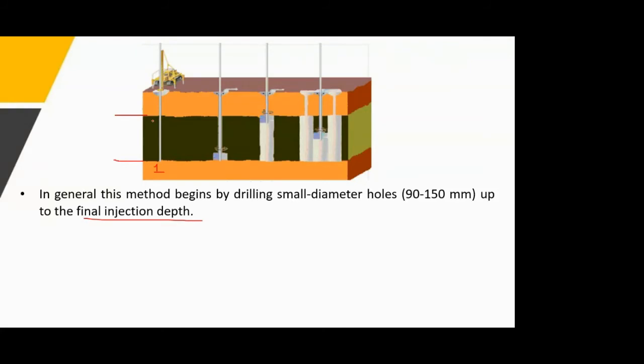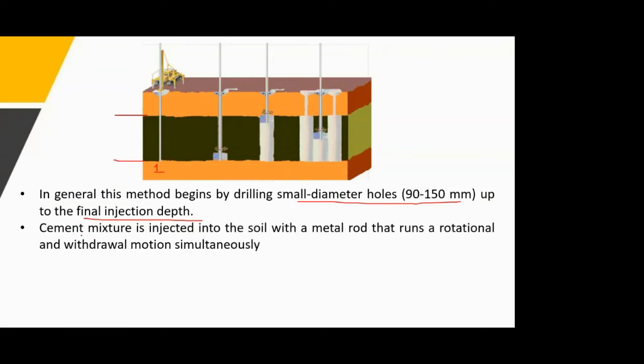What green portion you see is suppose a weaker soil strata that you have, and the orange ones are quite good soil strata which has good strength. So you need not stabilize those, you only need to stabilize this green portion. So I'll first drill up to that depth, and the drilling dimensions are given here. And then cement mixture is injected into this.